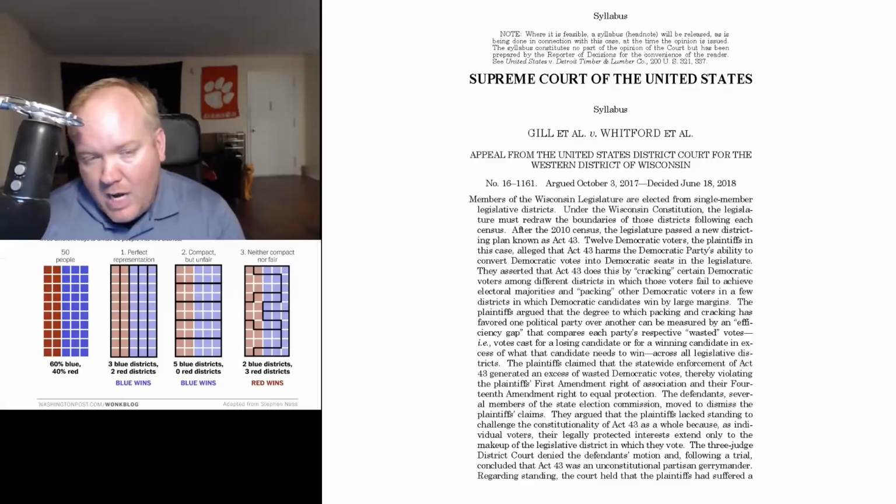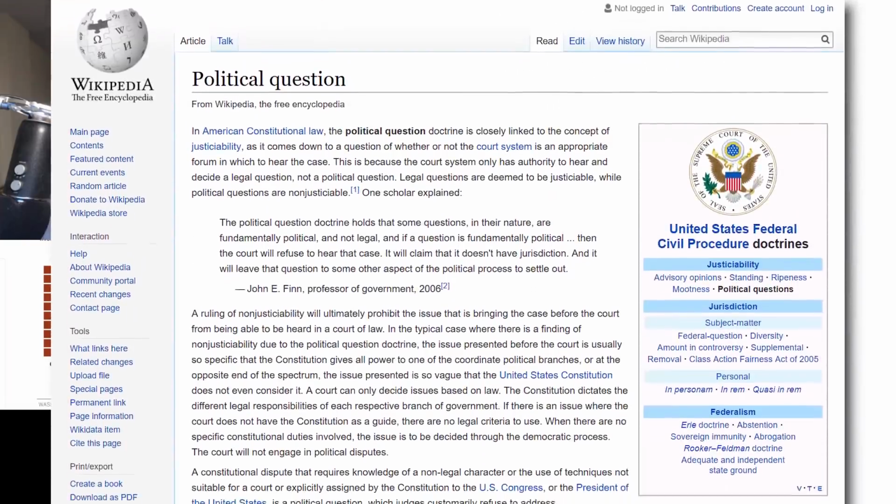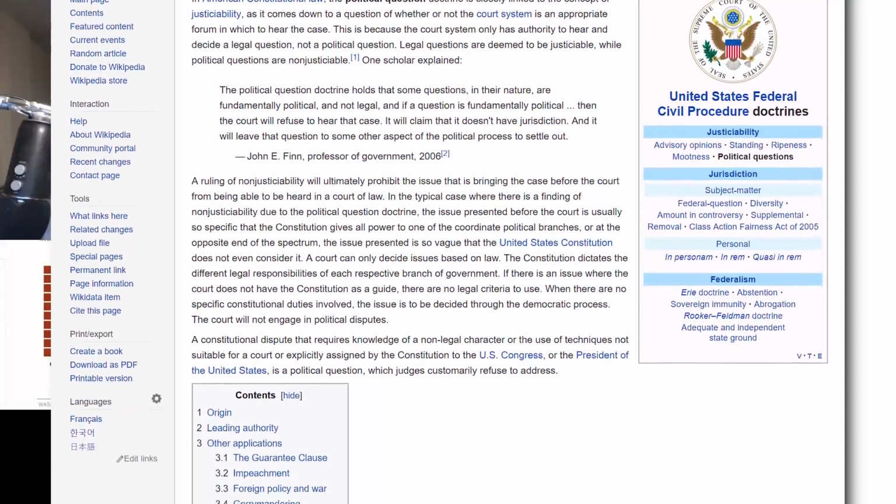Now, there is another problem other than just standing, and the problem is justiciability. Not every case is something that the courts can hear, or not every case is something that the courts will agree to hear. There's something well understood called the political question doctrine, which basically says that if something is a purely political question rather than a legal question, the courts won't get involved.